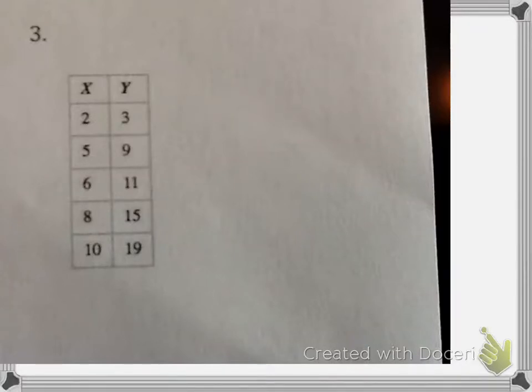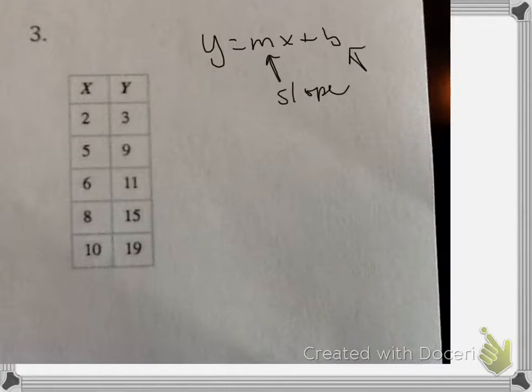Alright, we're going to come up with a slope-intercept form with a table. So sometimes, the slope-intercept form is y equals mx plus b. And if you remember, the m is our slope and the b is our y-intercept. That's when x equals 0.